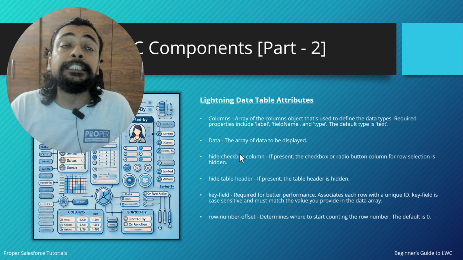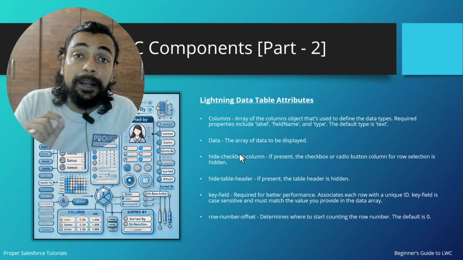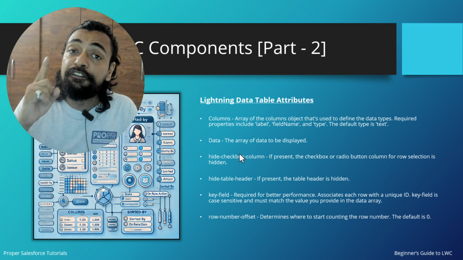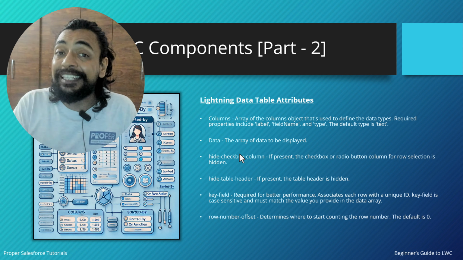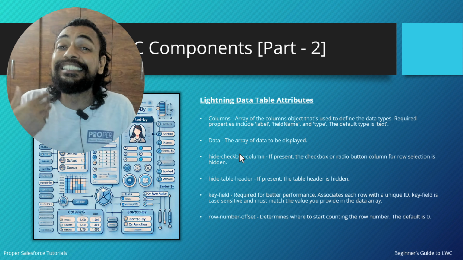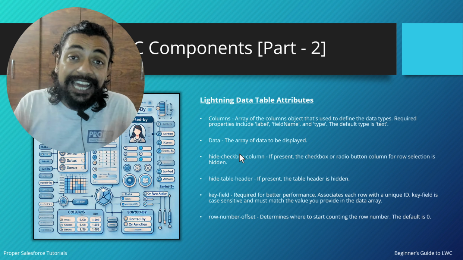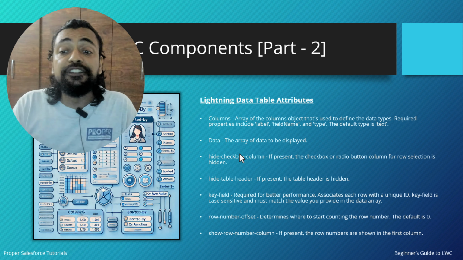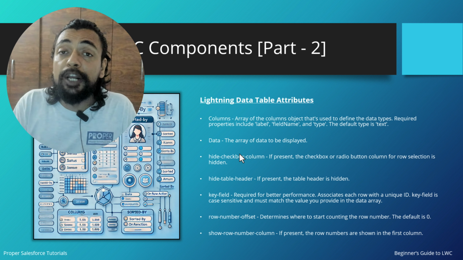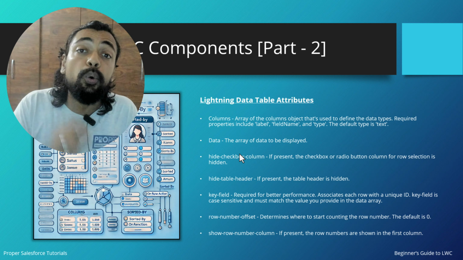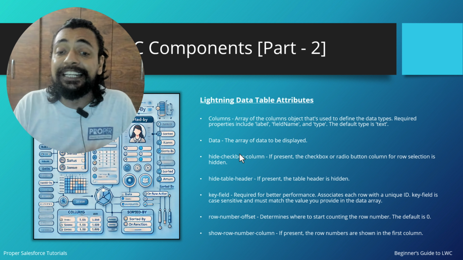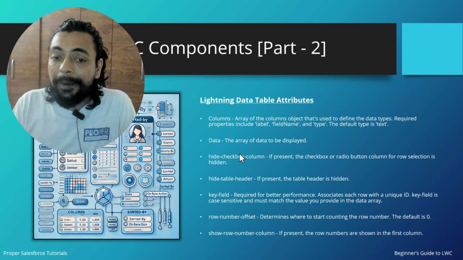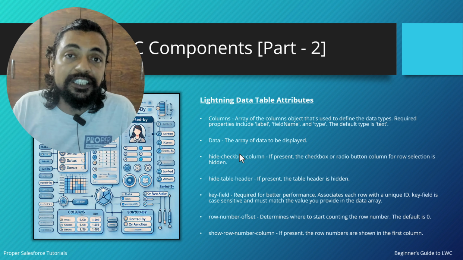Row number offset is basically used to determine the row number, the starting row number of the table. By default it is set to 0, and hence the first row will be 1. But you can change the value of row number offset and it will start the numbering of the rows from that number onwards. And of course, show row number column, if this is present, then there will be a first column over there in the data table that will show the row number of individual records. And in case if we set false to it, then definitely that row number will not be shown, no matter whatsoever offset you set with the row number offset.